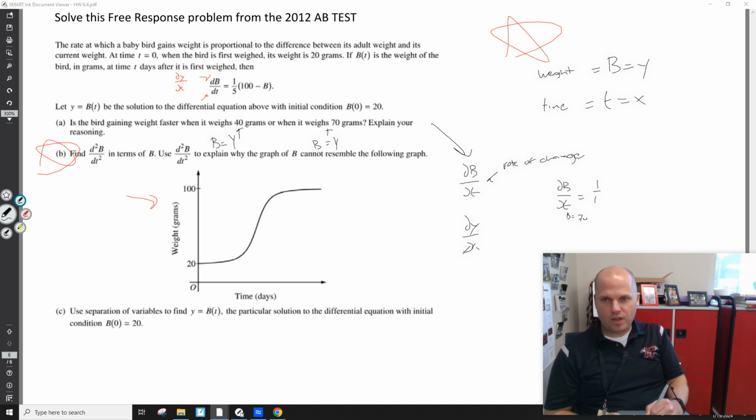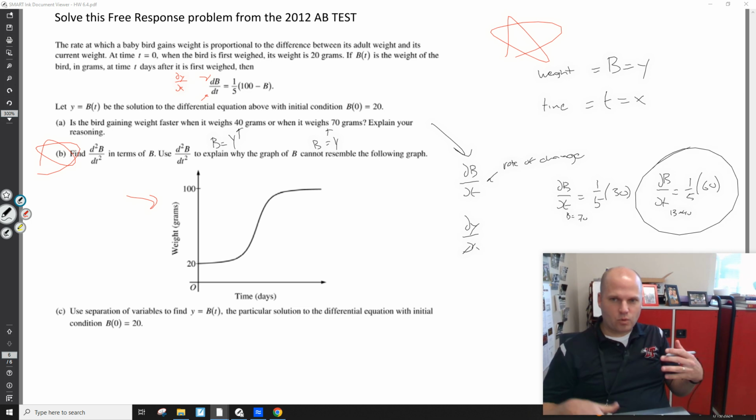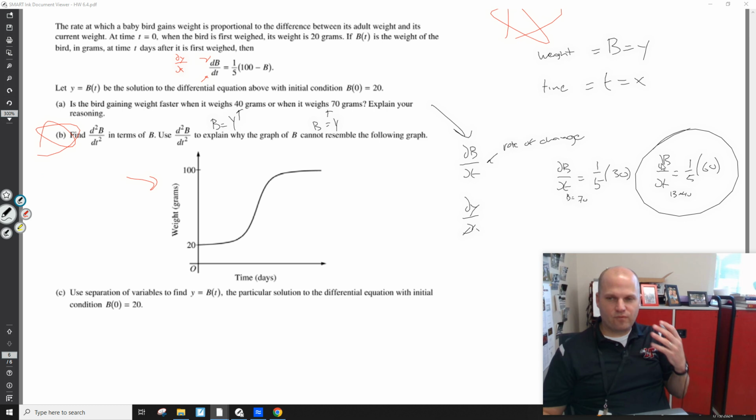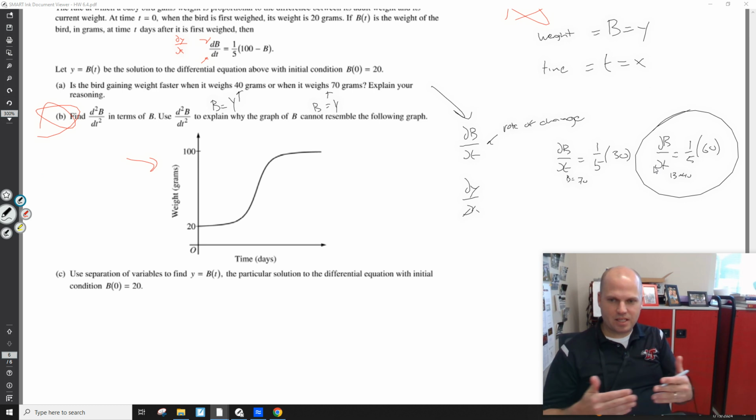I get 1/5 times 30, which is 6. I get 1/5 when b is 40 times 60, and that's 12. This is 6 and this is 12. This is when the bird is gaining weight faster because dB dt is bigger at 40 than it is at 70.